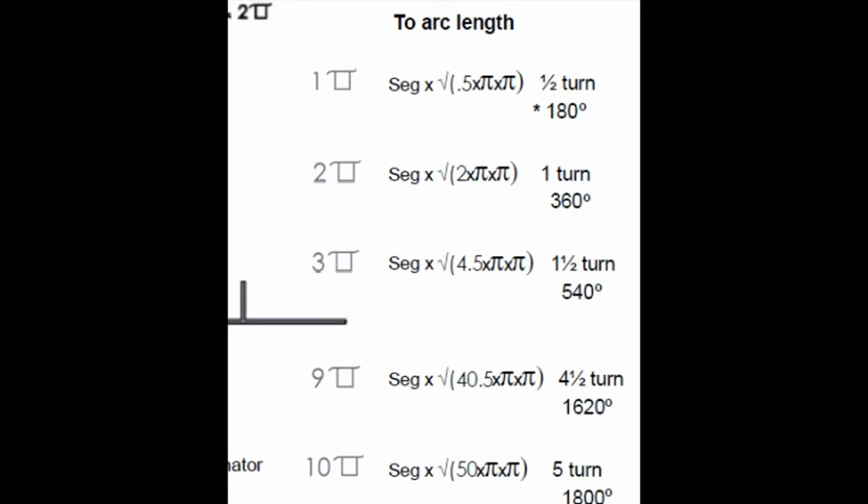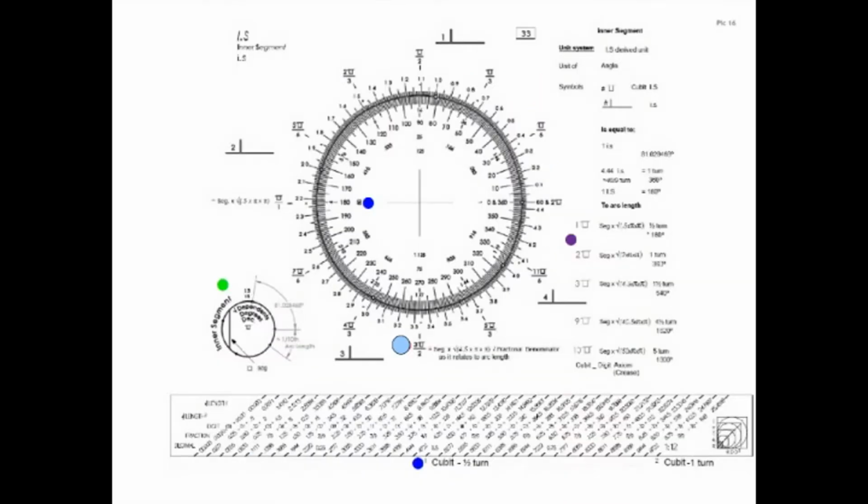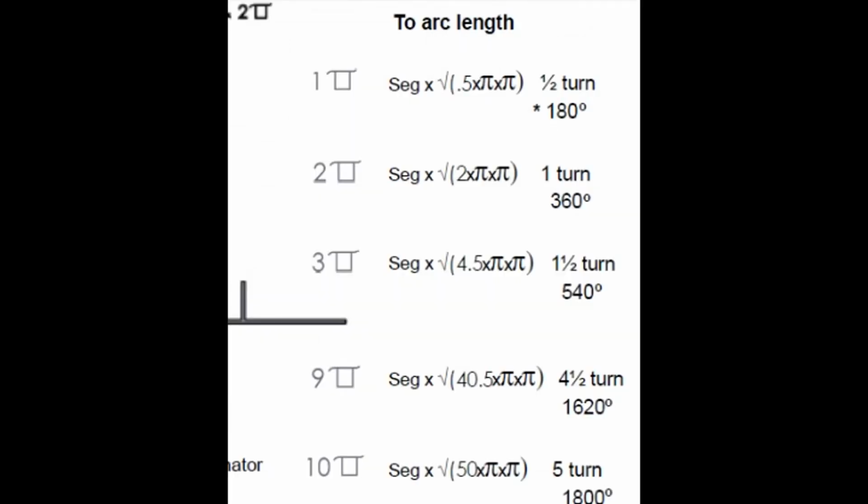Accordingly, at 3 cubits, segment multiplied by the root of 4.5 times pi, the sum being 6.6643, is the arc length at 1.5 turns, divided by the fractional denominator 2 of the 3 over 2 bottom diameter's displayed fraction, equaling the arc length of 1 unit diameter at 270 degrees, 3.33215.